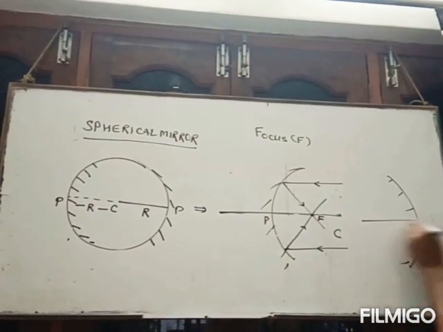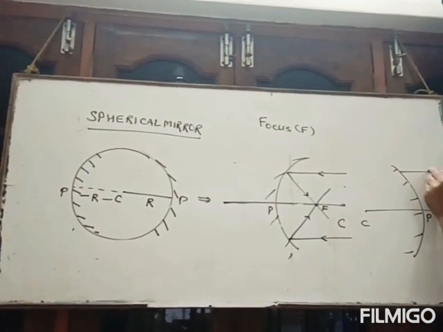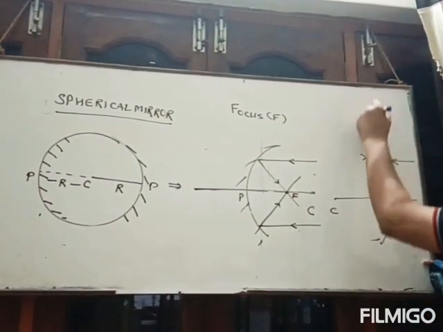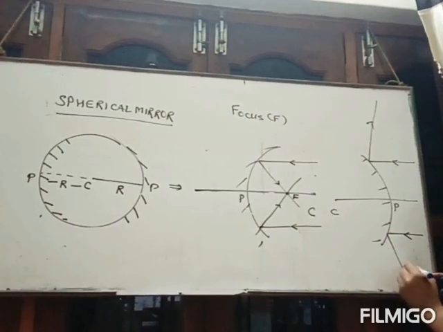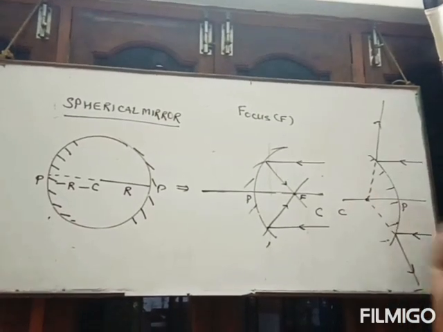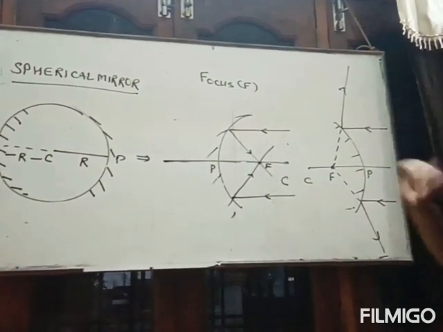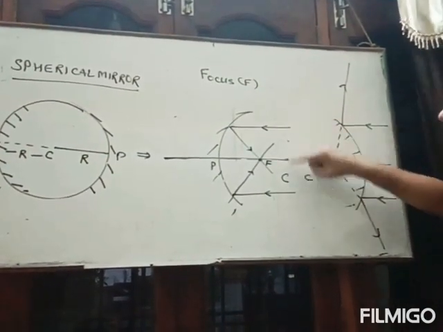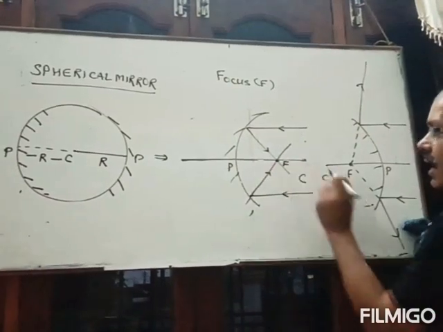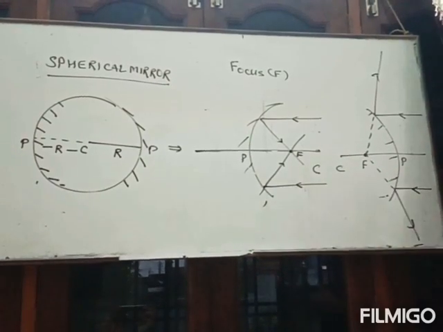Similarly, in the case of the convex mirror, there is the reflecting surface, pole, and center. These are the parallel incident rays, and its nature is diverging, so they get diverged. If these diverging rays are extended in the reverse direction, they appear to meet at a fixed point of the principal axis, which is called the focus. What is the universal definition of focus? If a light ray is coming parallel to the principal axis, then after reflection, it passes or appears to pass through a fixed point of the principal axis, which is called the focus.